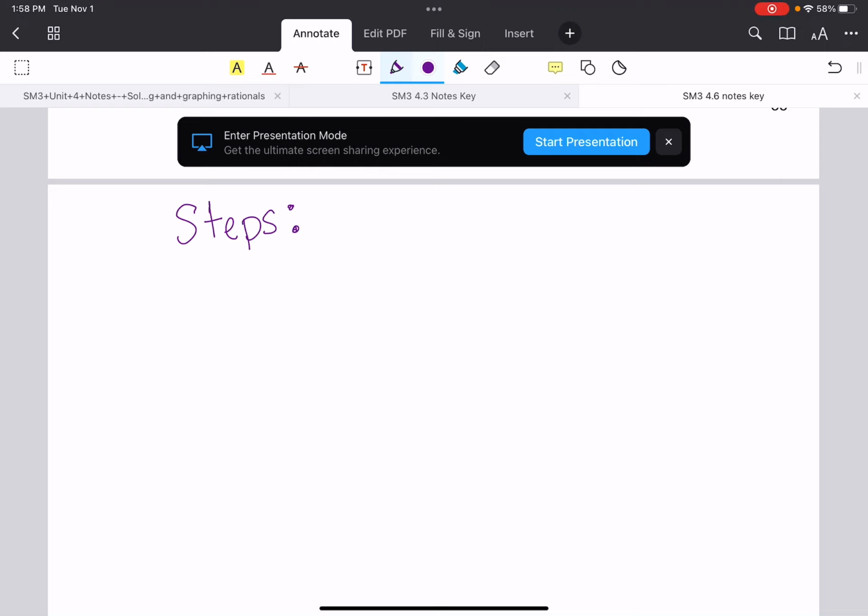Okay, these are your steps. These are all the things you have to find and how it should look, the notation, everything, okay?